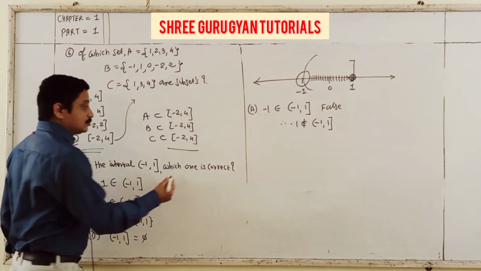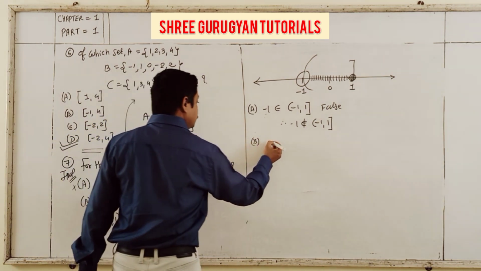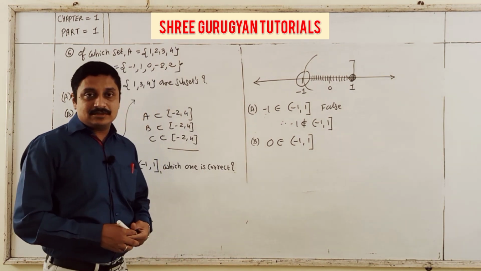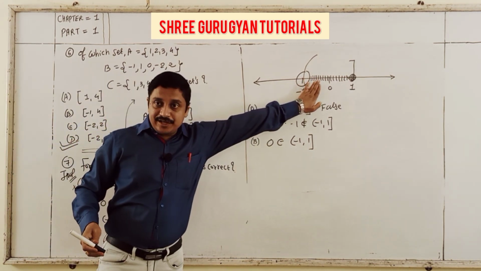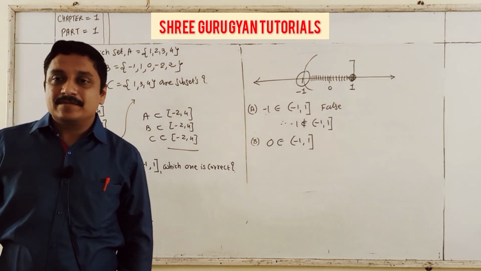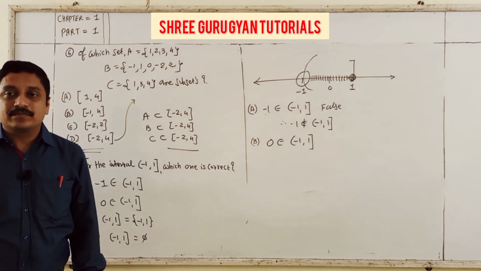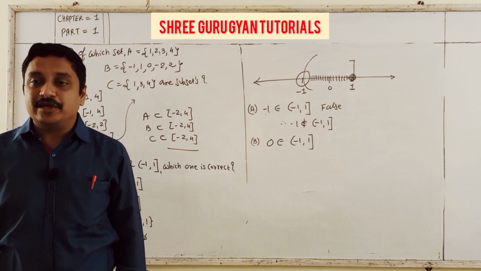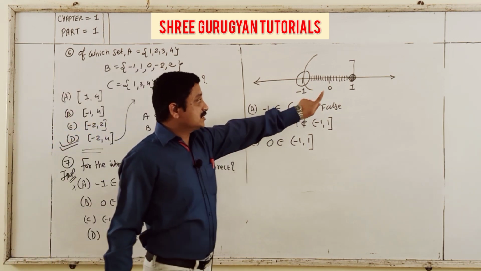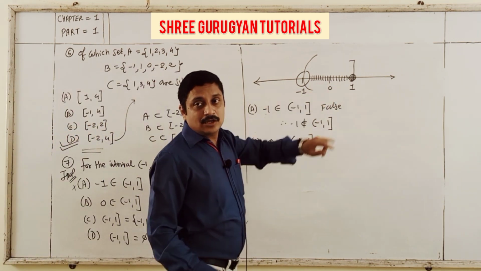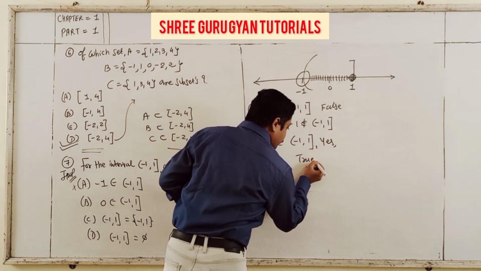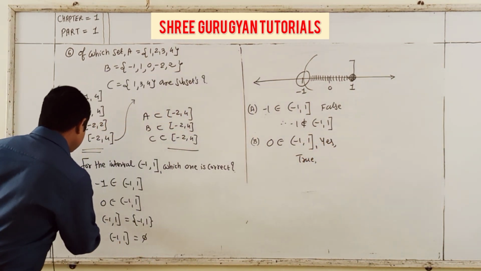Second check, your second option: is it true? Students, tell me, is it true or not? Is 0 an element of this drawing or not? Yes, it is an element. So it is a true statement. It means that's your answer.